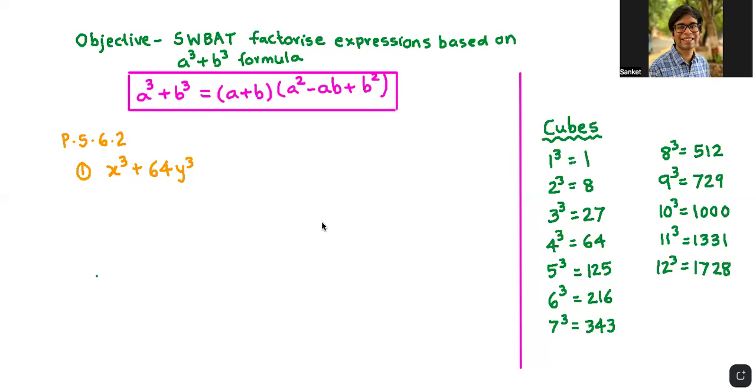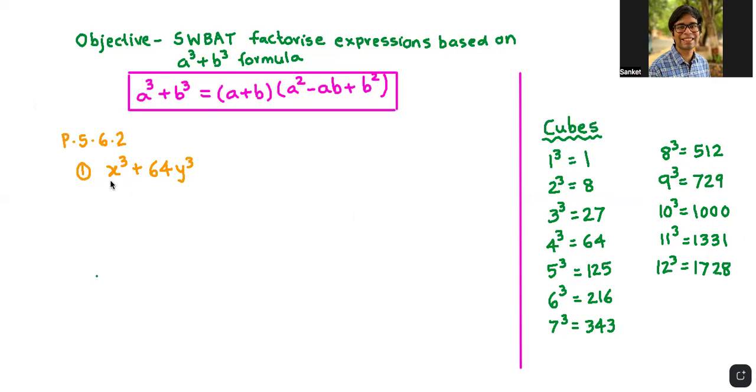Before we start solving problems, we want to revise cubes of natural numbers. 1 cube is 1, 2 cube is 8, 3 cube is 27, 4 cube is 64, 5 cube is 125, 6 cube is 216, 7 cube is 343, 8 cube is 512, 9 cube is 729, 10 cube is 1000, 11 cube is 1331, 12 cube is 1728. Knowing these cubes will really be helpful in solving these problems.